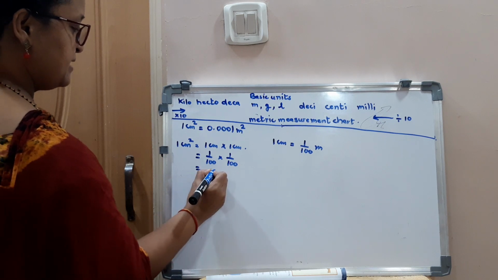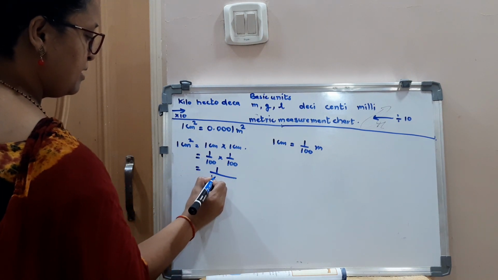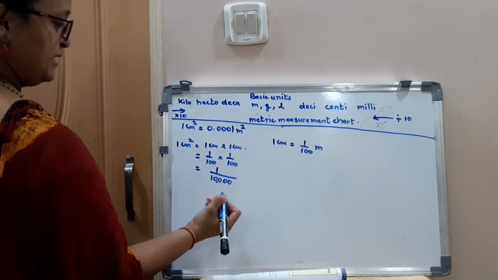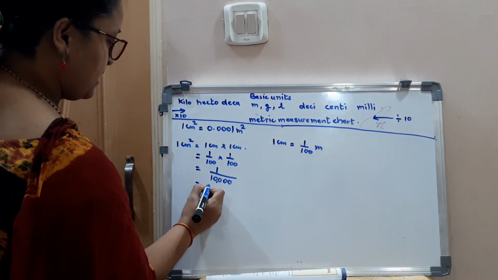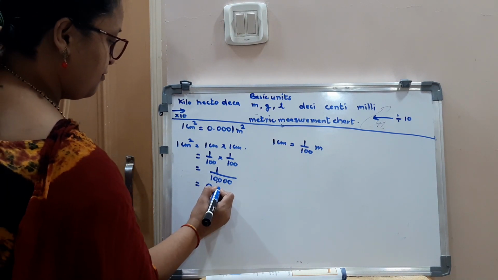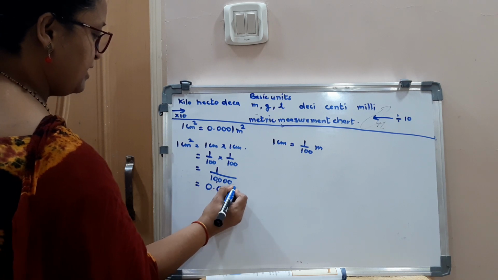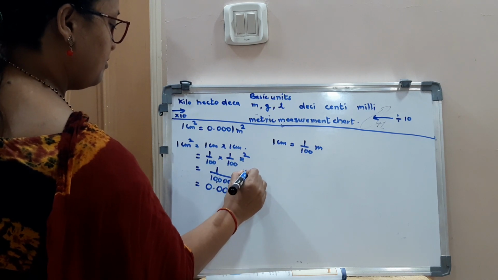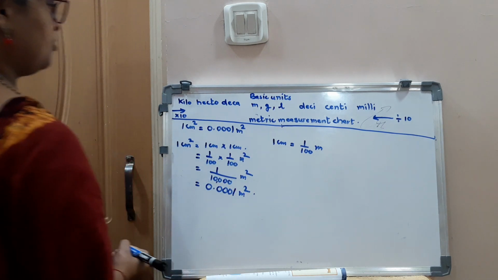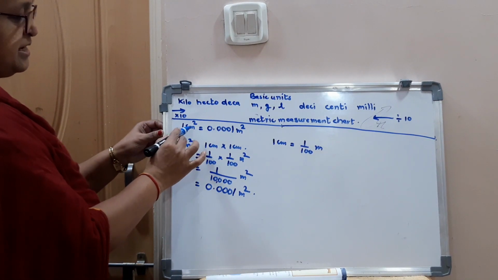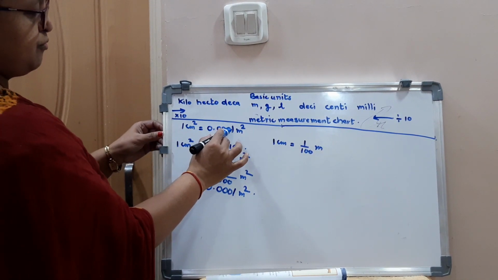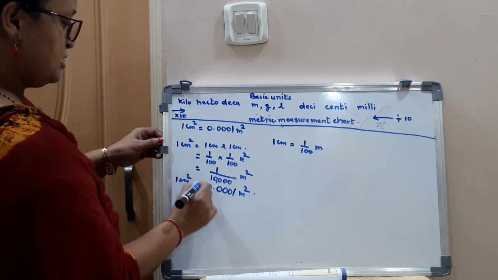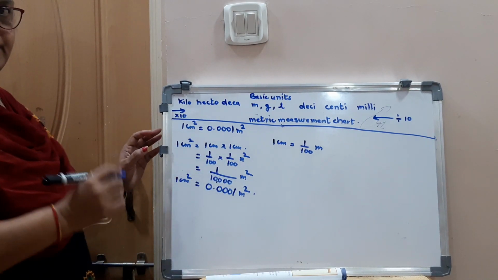Then again it is written as 1 upon 10,000, means the decimal point will come after 4 digits, 1 2 3 4, and now this will be converted into meter square. So these relations we have set up, that 1 centimeter square is equal to 0.0001 meter square.